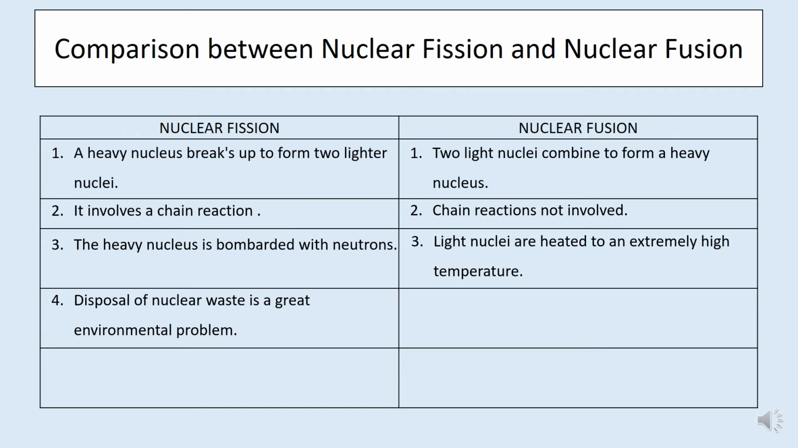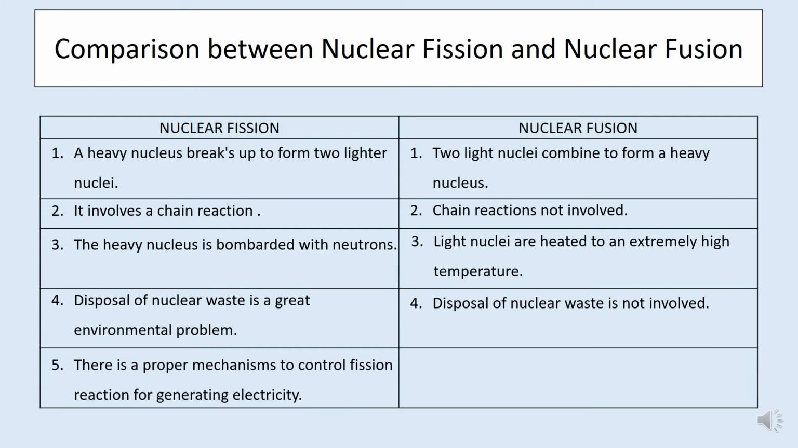Number 4. In nuclear fission, disposal of nuclear waste is a great environmental problem, while in nuclear fusion, disposal of nuclear waste is not involved. Number 5. There is a proper mechanism to control fission reaction for generating electricity, while in nuclear fusion, proper mechanisms to control fusion reaction are yet to be developed.